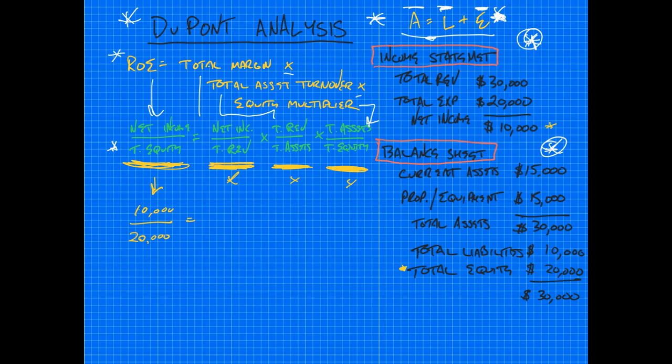Next, we're going to find our total margin, which is net income. Well, we already know that. We found that in our income statement. And that is 10,000.